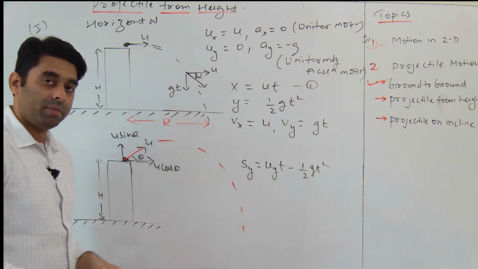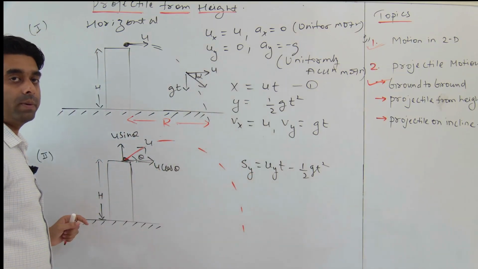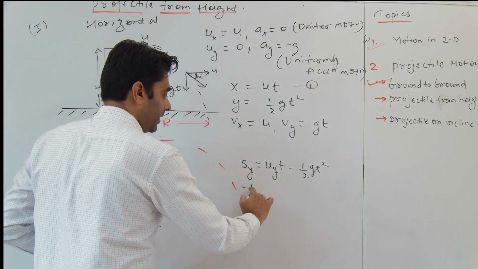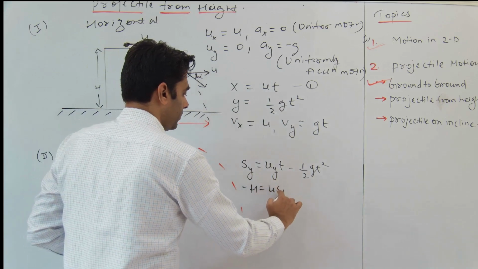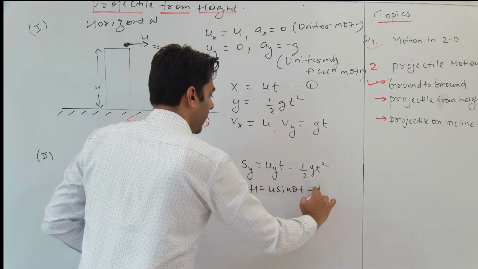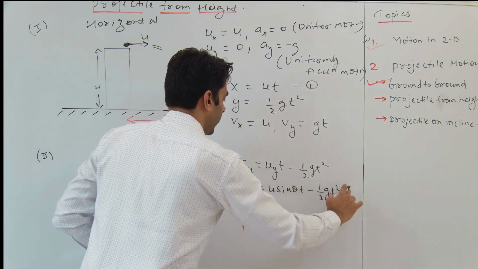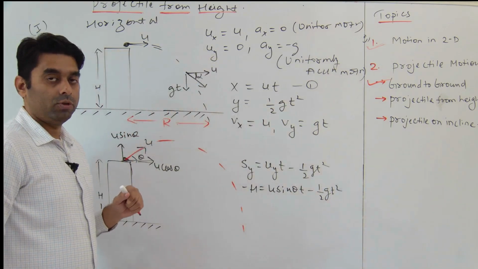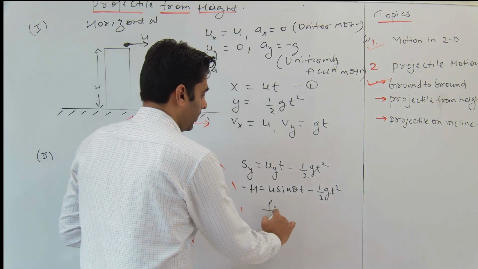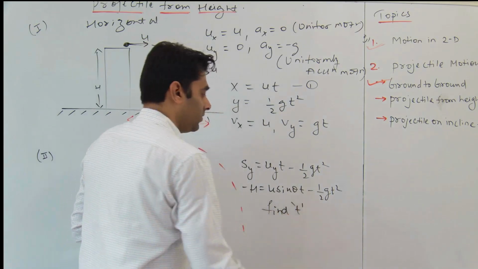What is our displacement in y direction? Height of the building, that is minus h. Uy is u sin theta, so minus h equals u sin theta into t minus half g t square. Using this equation, a quadratic will come. Using this equation, we can calculate time.